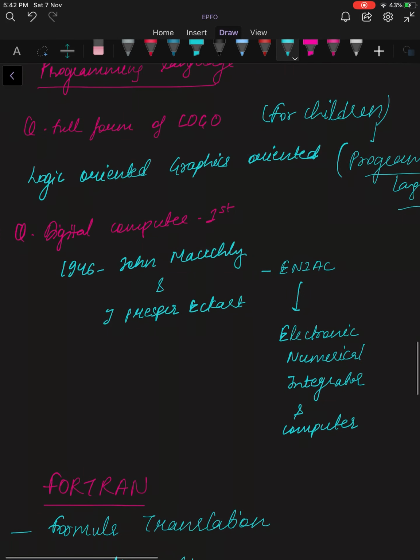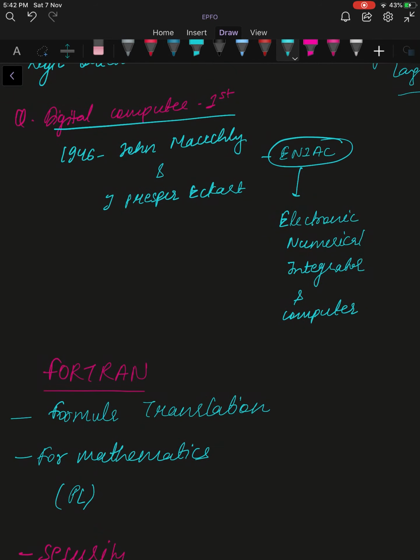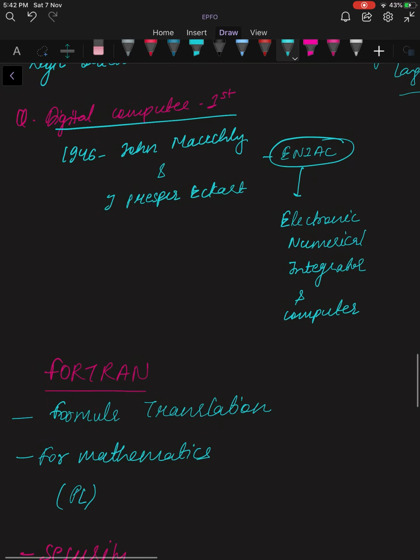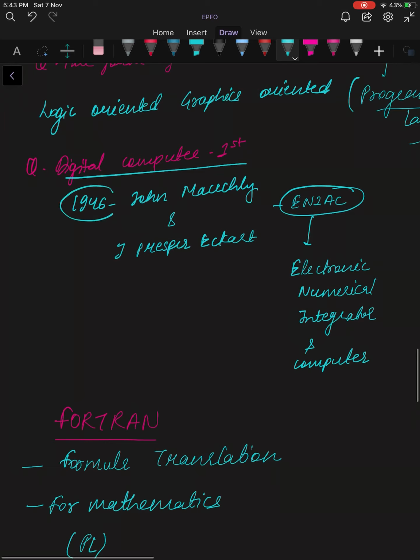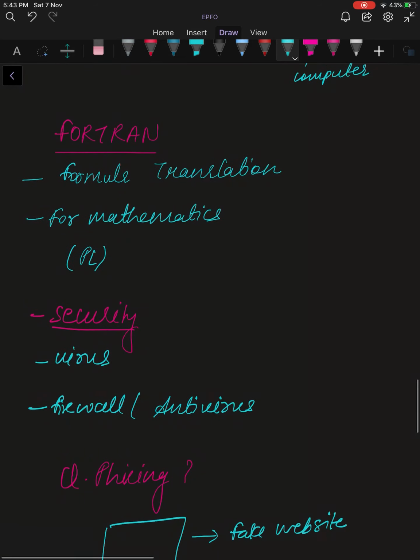Which was the first digital computer? These kinds of questions can also be asked. So in 1946, John Mauchly and J. Presper Eckert developed the first digital computer. The name was ENIAC. Full form was Electronic Numerical Integrator and Computer. So the first digital computer launched in 1946 by John Mauchly and J. Presper Eckert.